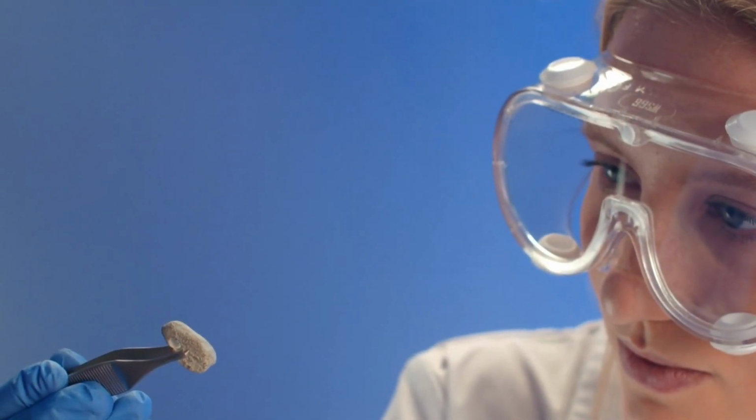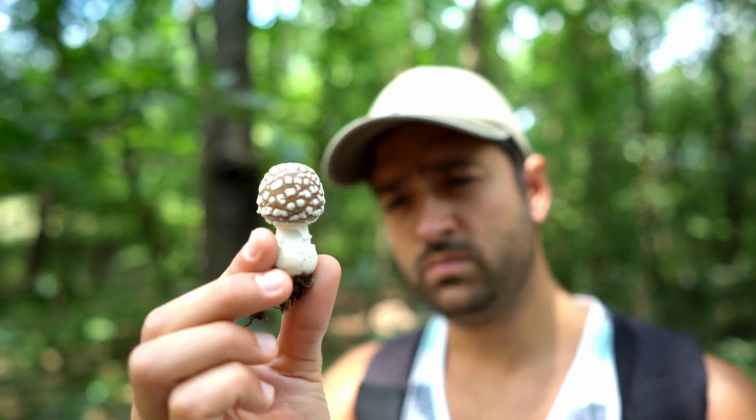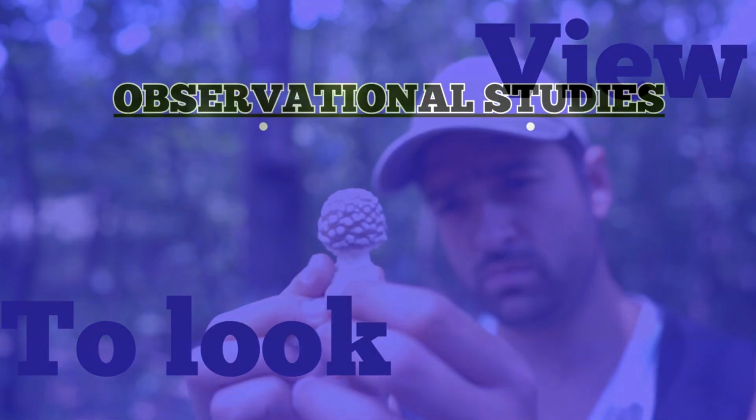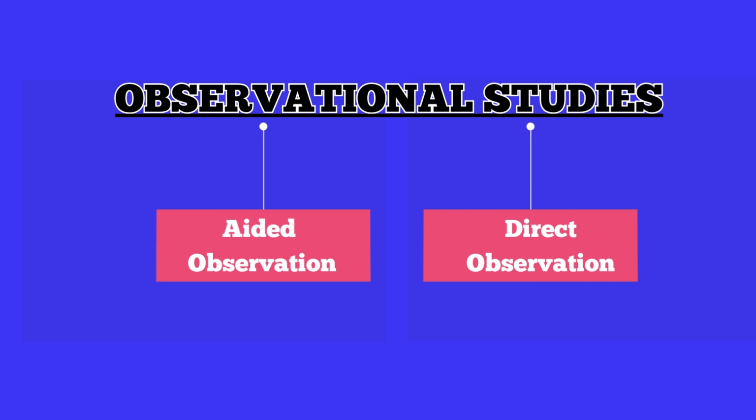Observational study is one of the fundamental methods in scientific research. Observation simply means to look or view. This method can be conducted in two ways: aided observation and direct or unaided observation.